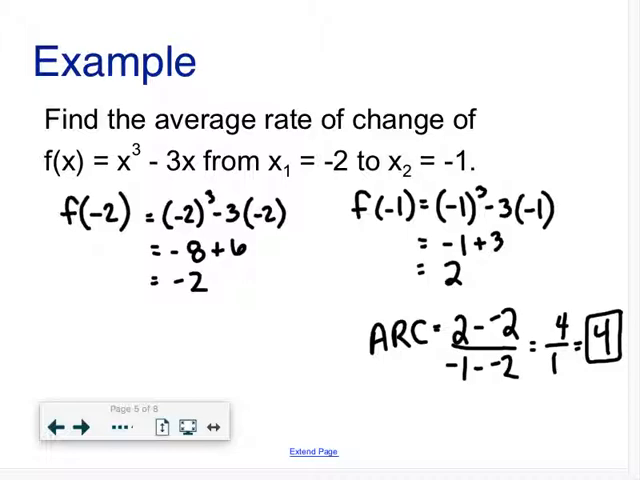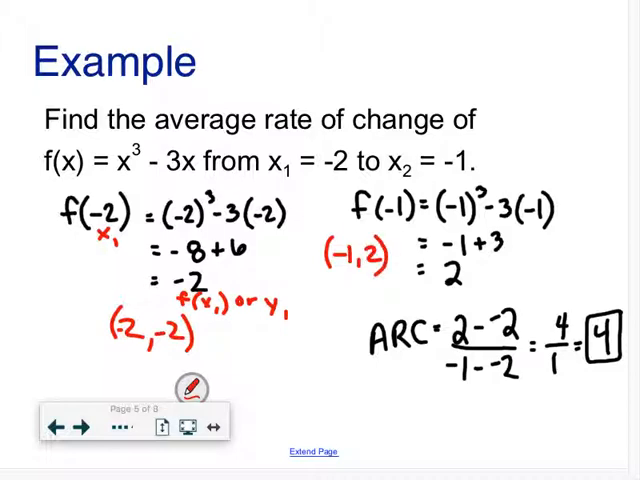Any questions on the average rate of change so far? Yes, Hannah. F of -2 equals -2. Could you write that as like a point? Yes. So x sub 1, and then this is your f of x sub 1 or your y sub 1. So you could write (-2, -2), and then this one would be (-1, 2). Good question. Anything else?